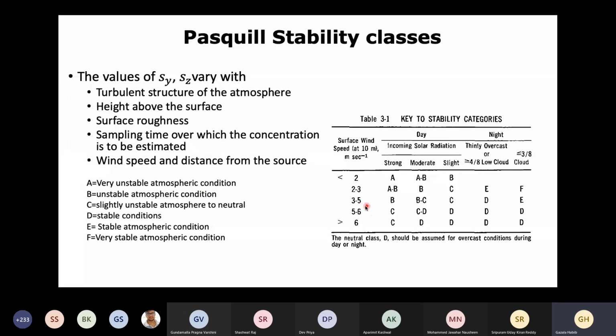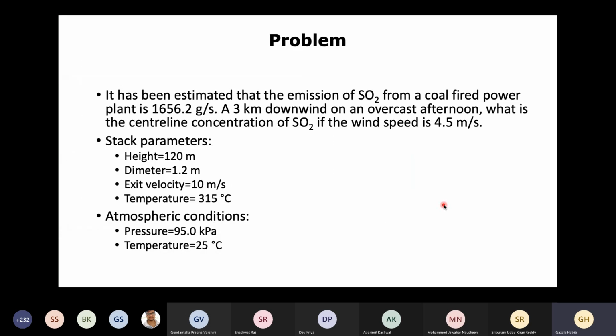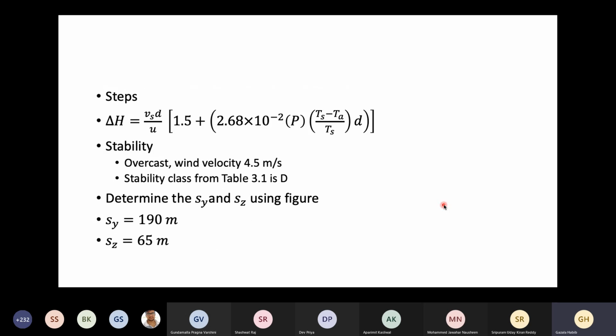From table 3.1, you first have to see for a given wind speed, which is between 3 to 5. It's an overcast afternoon, so it's not night, it's afternoon. Because it's overcast, that means there are clouds in the atmosphere. Maybe we need to take C as the stability class. Let's see what this question has taken. In this question, stability class is given.